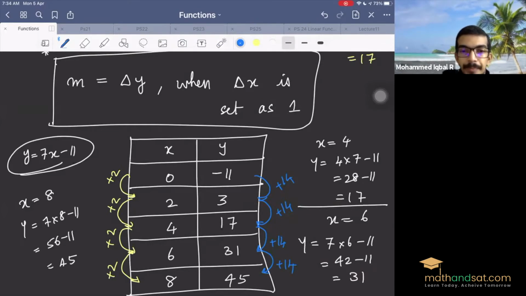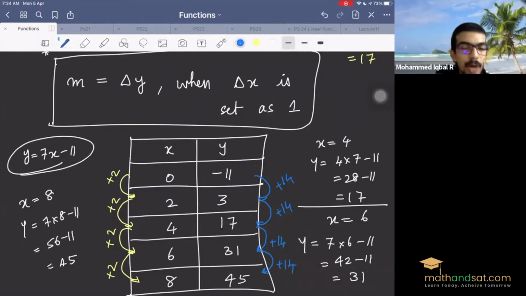Please tell me, do you see that your output goes up by 14 units every time you change the input by 2 units? Everyone? Yes? Now tell me this. Does 7 have any role to play in this? Is this just coincidence? No, right?